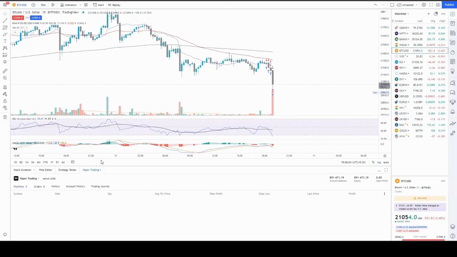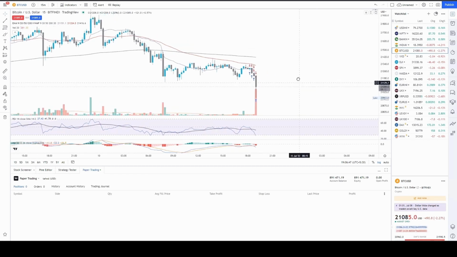Now you can see that our paper trading account is active since it is showing connected. The symbol that you've taken position in will show over here. Whether you have a buy side or a sell side, it will show over here. The quantity that you've taken will be shown in this particular column. Average fill price, take profit, stop loss, last price, and profit will all show in these particular columns.